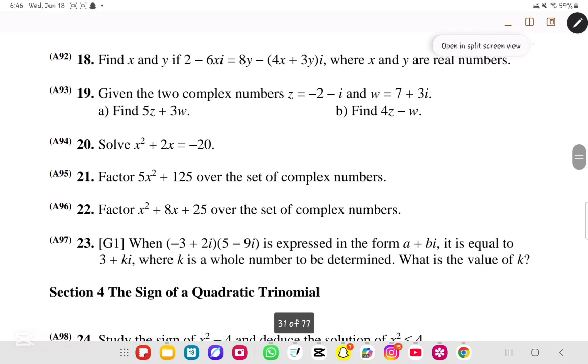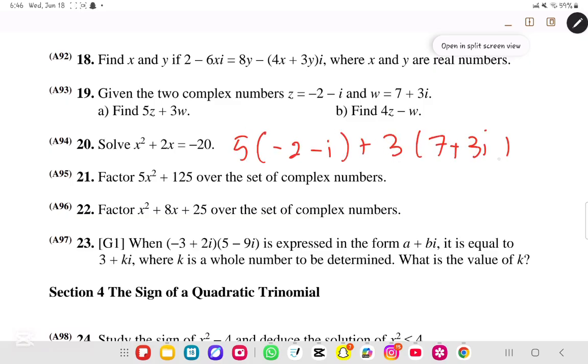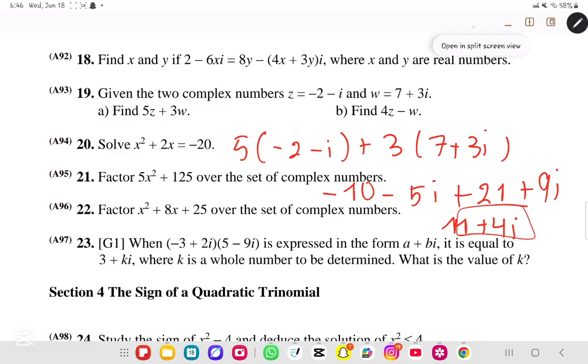Very simply, how do you find 5z plus 3w? You're just going to substitute. So it's going to be 5 times minus 2 minus i plus 3 times 7 plus 3i. And then you continue solving. So minus 10 minus 5i plus 21 plus 9i. So it will be 11 plus 4i. So very simply, that's part A.